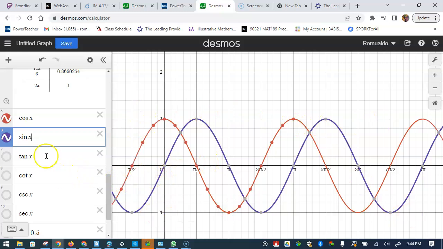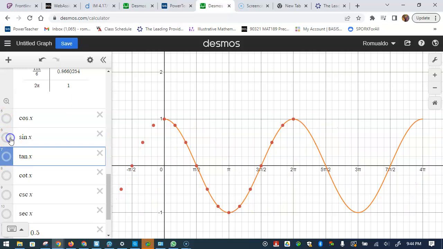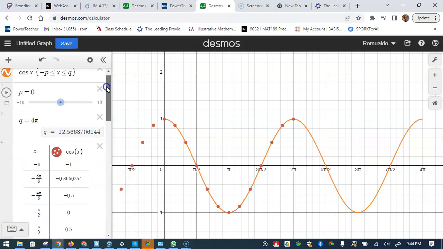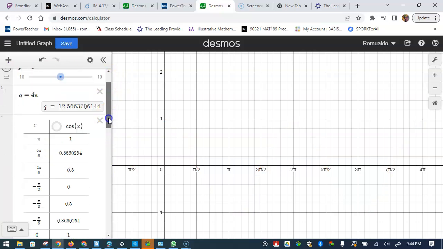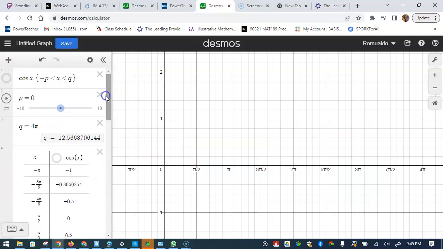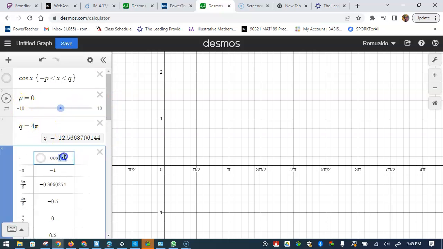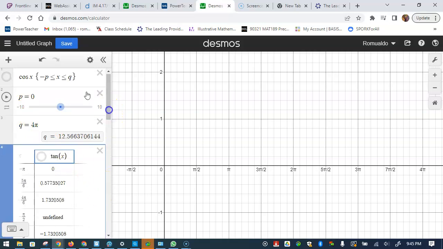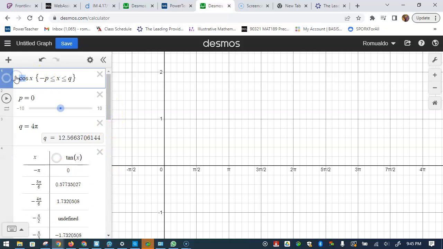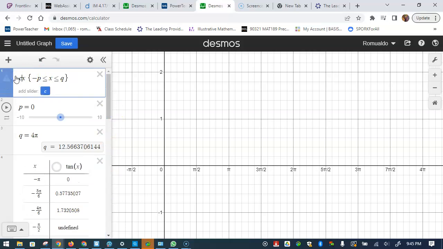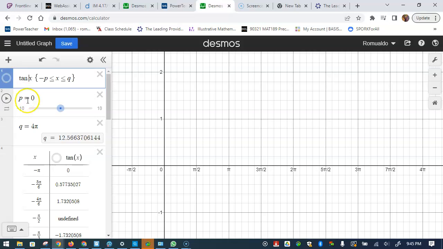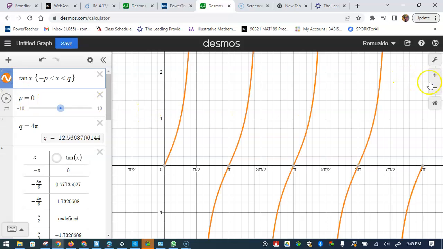Okay, let's go and check what about tangent. So let's put this part. Let me take everything off. And how does the graph of tan look? Let me put the tan function, and I'll put tan x here. And click. There you go. This is the graph for tan.